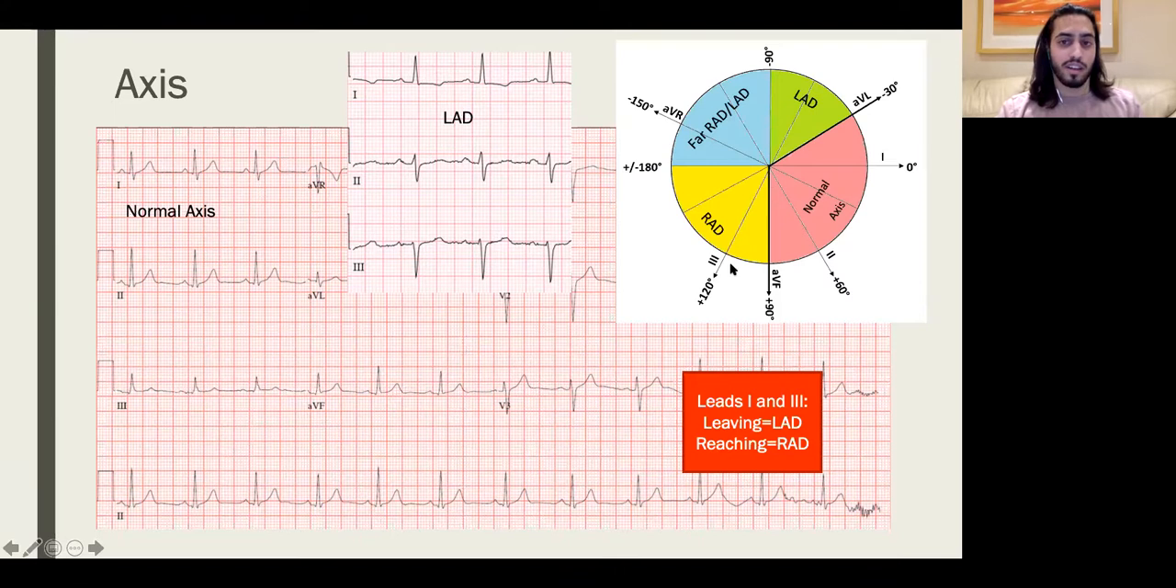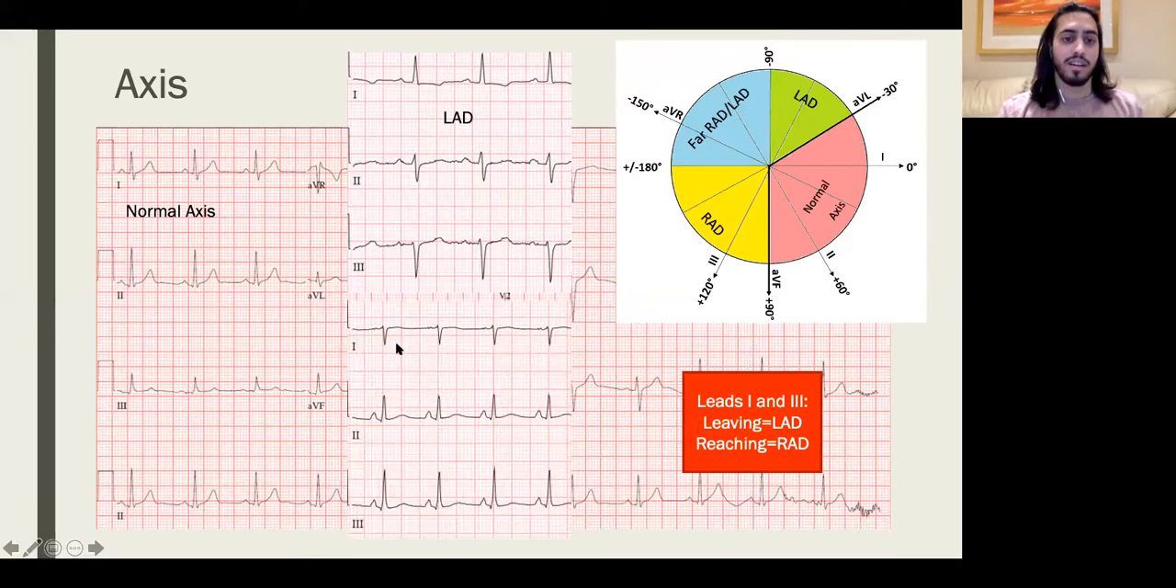And I promise you it all makes sense. Because if lead 1 is positive, you know it's somewhere on this half. If lead 3 is negative, then you know it's somewhere on this half. So you know it's somewhere here, basically. Left axis deviation. Now lead 1 is negative. Lead 3 is positive, heavily positive. These QRS complexes are reaching each other. L for leaving, left axis; R for reaching, right axis.